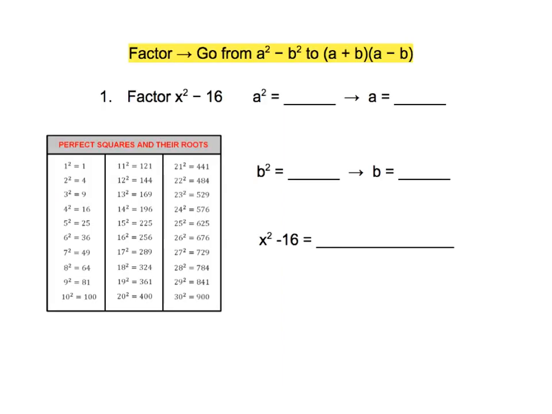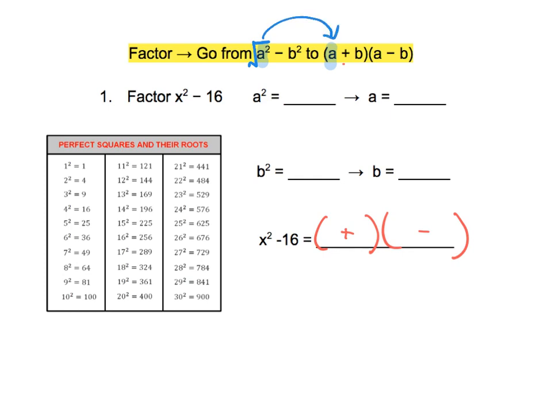All right, so the first one, we're going to factor, which means we're going from a squared minus b squared to a plus b times a minus b. So my final answer is going to have two parentheses. Notice one has a plus in the middle and one has a minus in the middle. The first thing I have to do is figure out what that a value is. To do that, notice we have a squared here. To undo a squared, I'm going to take the square root. So I want to take the square root of the first thing, and that will give me my a value.